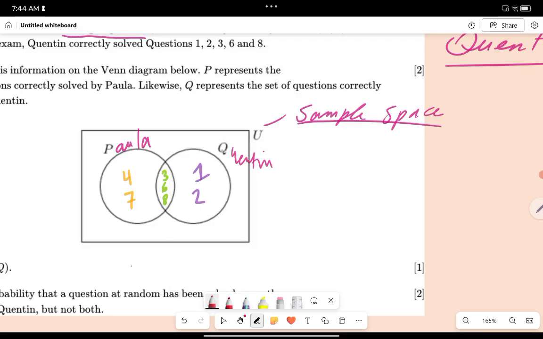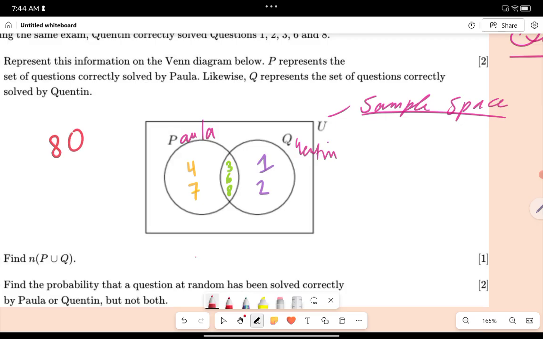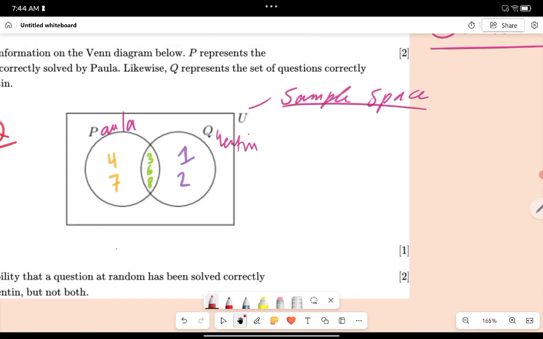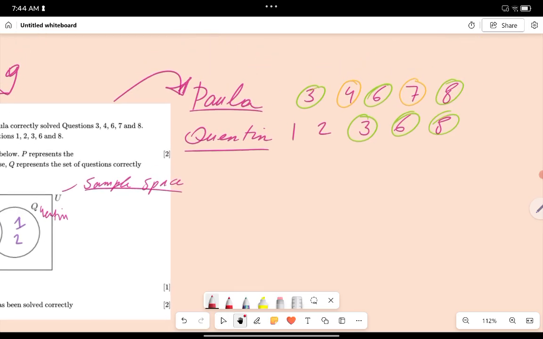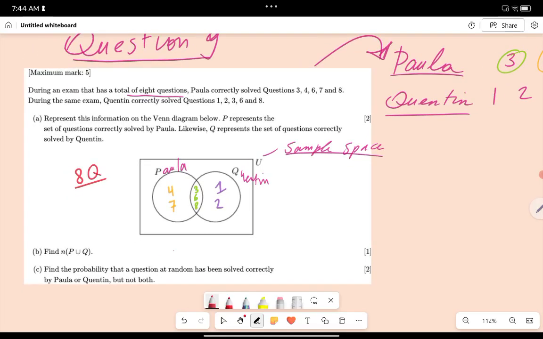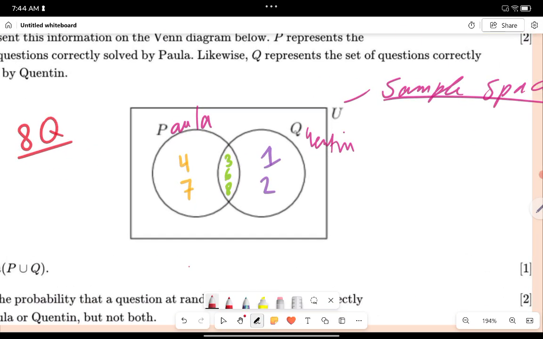Are we missing something? Well, maybe, because we've got 8 questions in total. So we have 1, 2, 3, 4, 5, 6, 7, 8. Where is 5? Has 5 been answered by anyone? No, Paula didn't solve that one, and Quentin either, but it is in our sample space. So we have to include 5, and we're just going to put it up here. Okay, so that's a crucial element. We need the whole sample space, so we need all our 8 questions in the whole set. So now we do have everything. 1, 2, 3, 4, 5, 6, 7, 8.